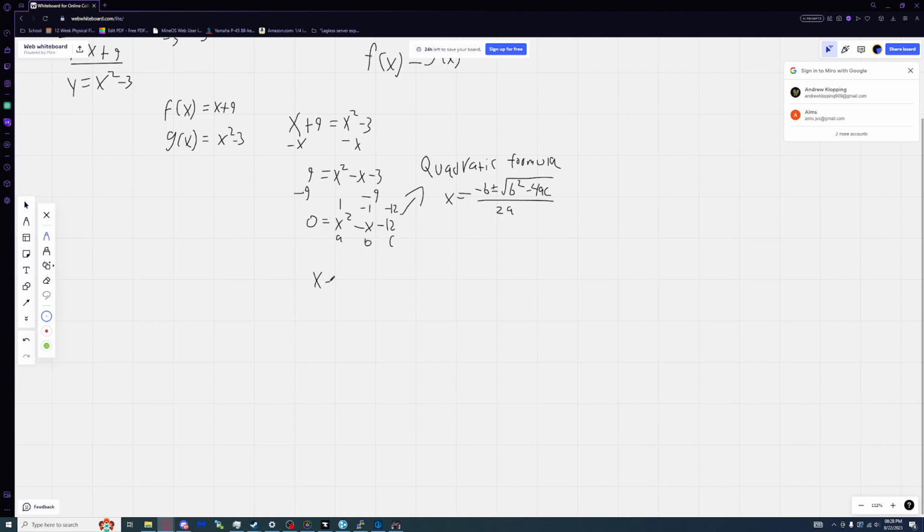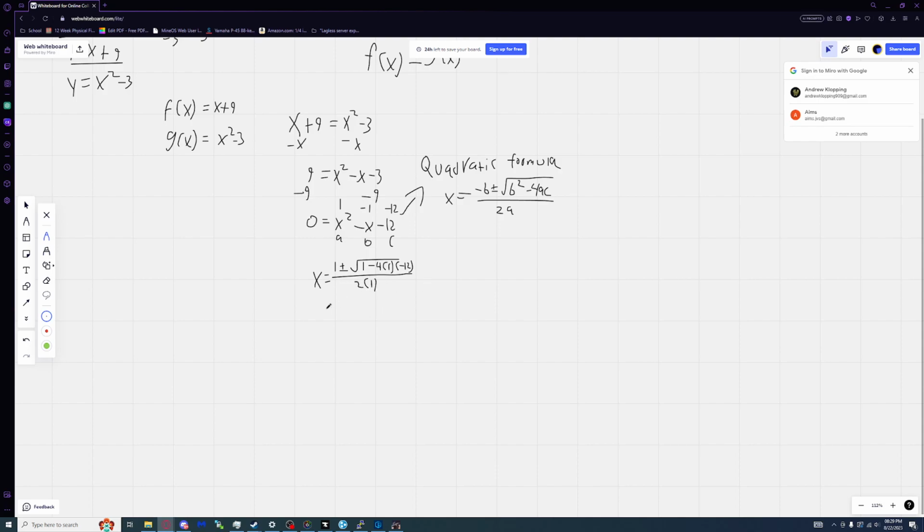So x is equal to negative negative 1, plus or minus the square root of b squared, which is just going to be 1, minus 4a c, all over 2a.